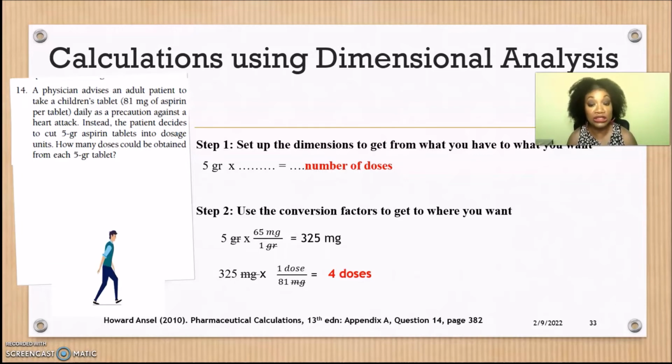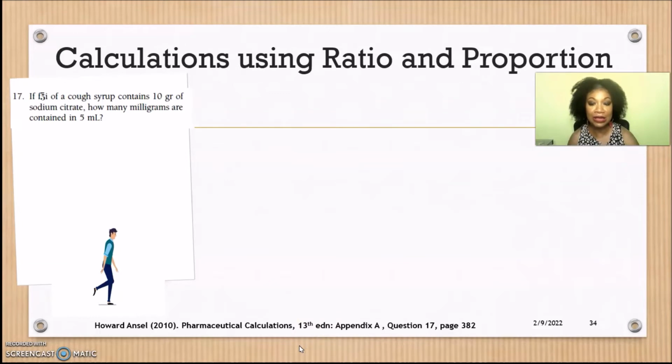You don't have to have a whole lot of explanation or statements, etc. However, you need to know what conversions to use, what needs to go at the numerator, what needs to go at the denominator. Let's look at one last question. This is the last one that we didn't get to do in our tutorial. If 1 fluid ounce of cough syrup contains 10 grains of sodium citrate, we want to find out how many milligrams are contained in 5 mils.